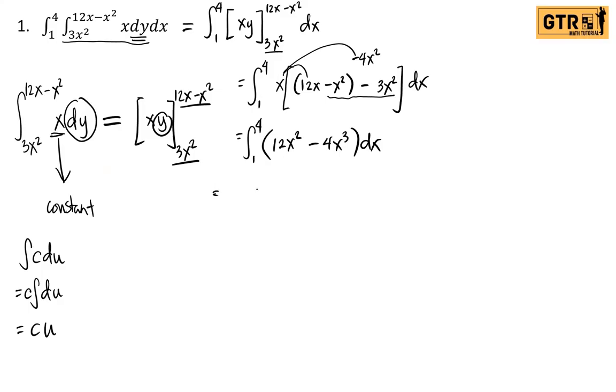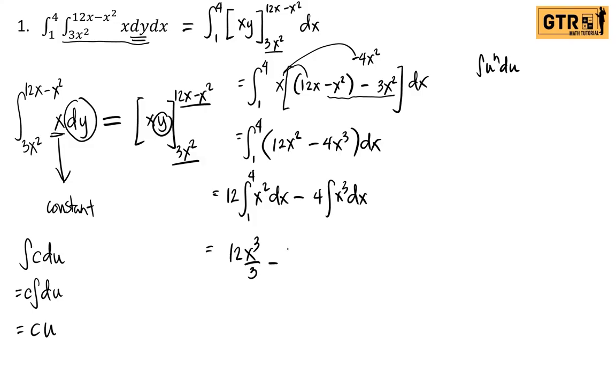Okay, so therefore we have 12x squared, so we have 12 integral of x squared from 1 to 4, and then my dx minus, so we have constant for integral of x cubed dx. So we just use the formula integral of u to the n du. Okay? So x squared dx and x cubed dx. So therefore, we have 12 integral of x squared. So that is x cubed over 3 minus 4 integral of x cubed dx. So just add 1 to the exponent, x to the fourth over 4 from 1 to 4.